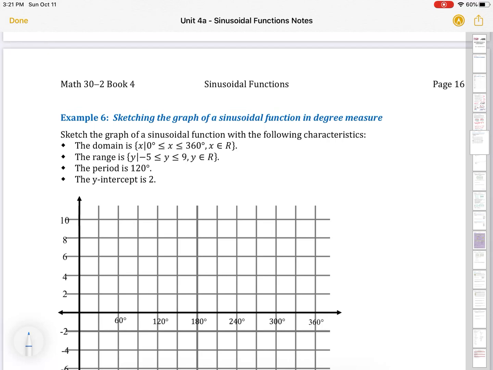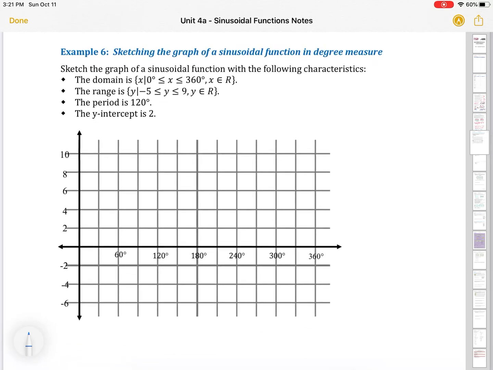Example 6, sketching the graph of a sinusoidal function with the following characteristics. So now that we have this, we can take characteristics and work backwards. It says the domain is x is greater than or equal to 0 and less than or equal to 360 degrees, and x is in the set of the reals. The range, y goes from, so let's map this out, it goes from -5 to 9.